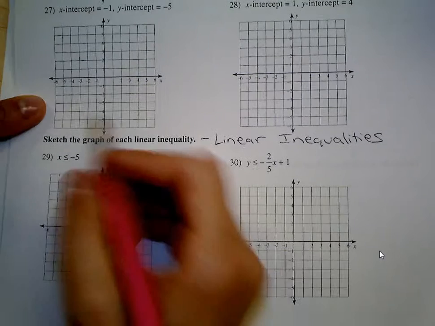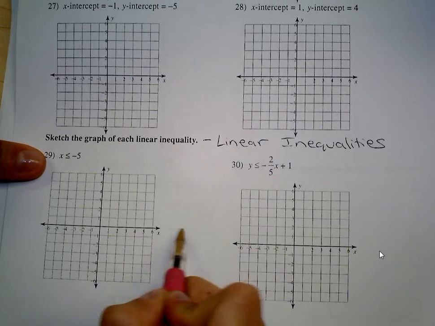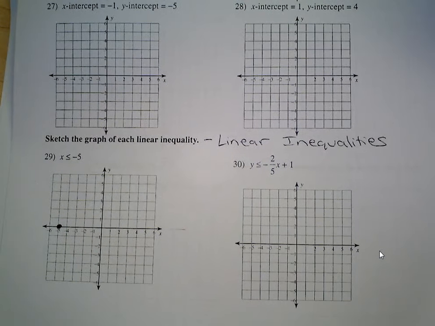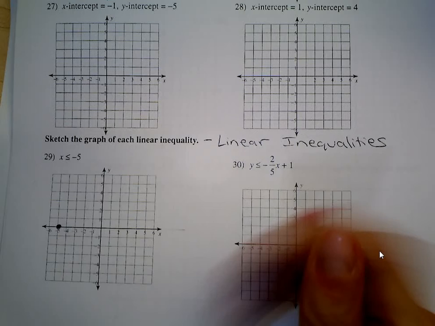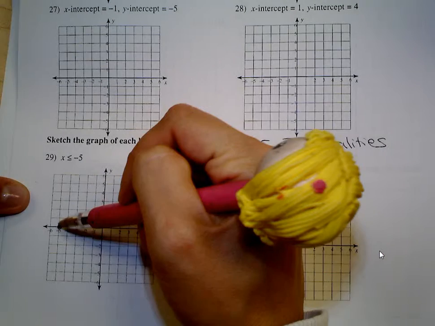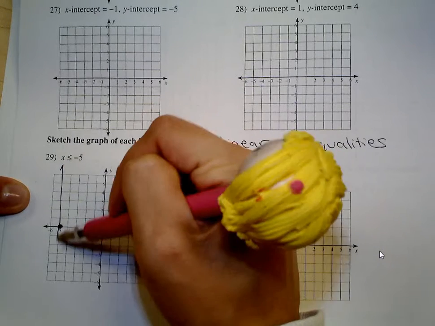So if I only know what x is, then I'm going to go to my x-axis, and I'm going to put a point on -5, because I only know what x is. So that means y can be anything. So if I'm specifying x, y can be anything. So it's almost like I have another y-axis.